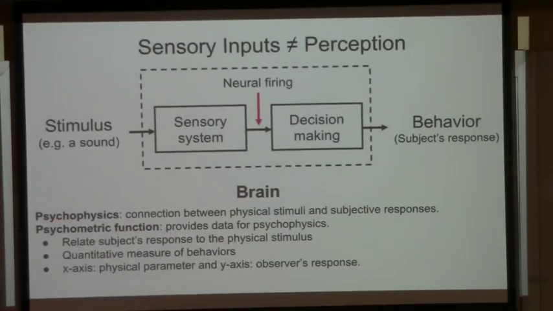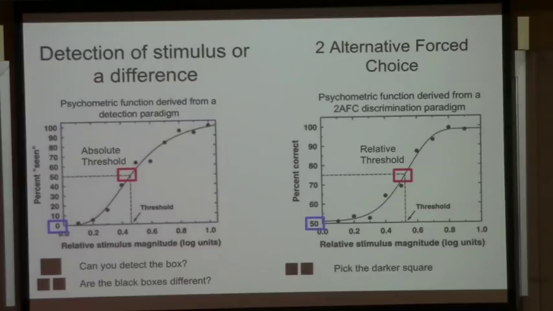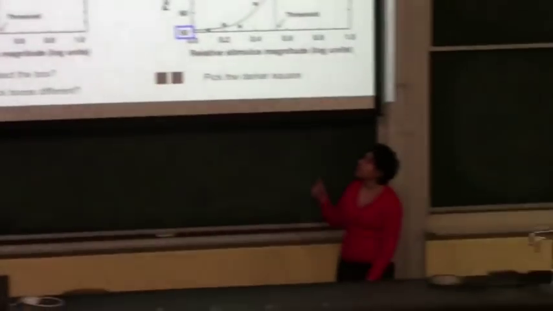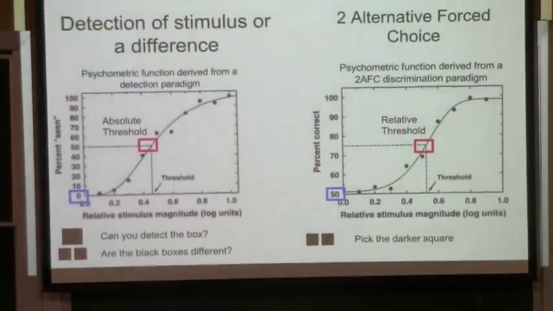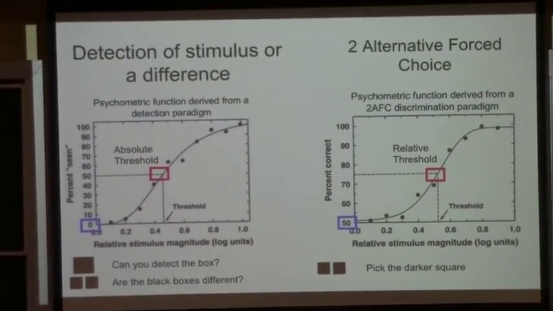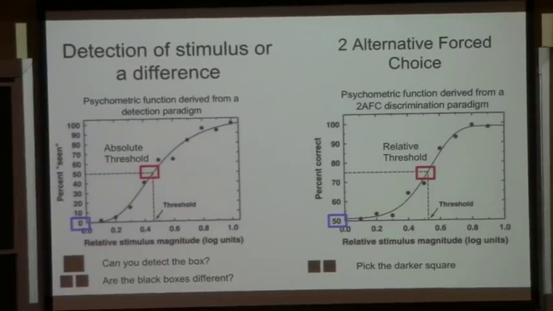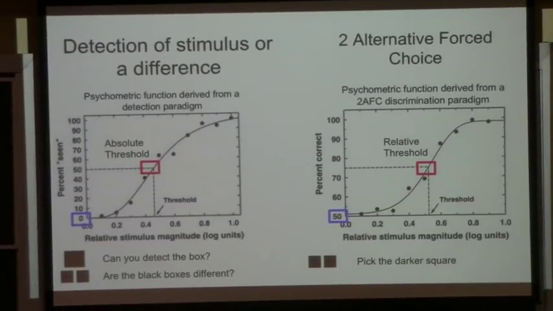All right, simple. Okay, so we have two different types of psychometric functions. One is detection. So you're either detecting whether a stimulus exists, like, oh yes, I saw that black box, or you're detecting a difference, like, oh yes, I saw a difference between these two black boxes, I know they're different, or, oh no, I don't know they're different. So that's the first type: the detection of a stimulus or a detection of a difference.